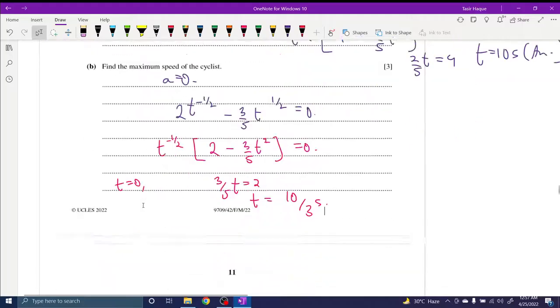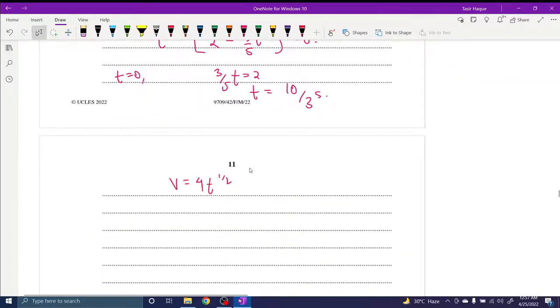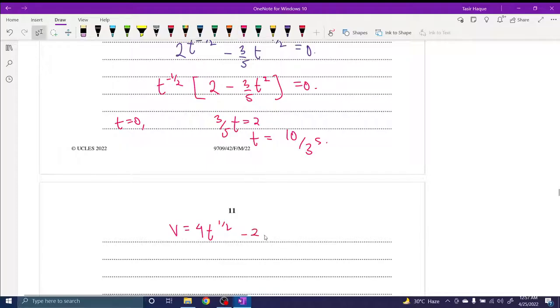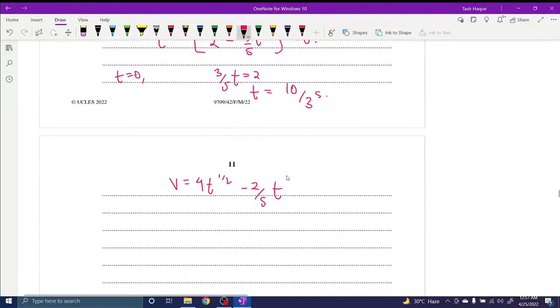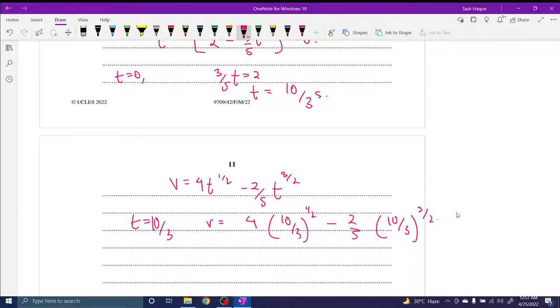Okay, so we know that velocity is 4t to the power half minus 2 by 5 t to the power 3 by 2. So if we apply t is equal to 10 by 3 over here, what does velocity become? 4 into 10 by 3 to the power half minus 2 by 5, 10 by 3 to the power 3 by 2. Okay. I'm getting a value of v is equal to 4.87 meter per second. That's the maximum velocity.